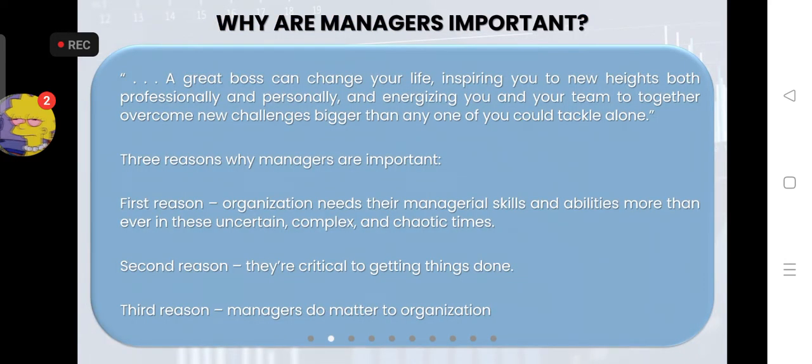So the first reason: organizations need managerial skills and abilities more than ever in these uncertain, complex, and chaotic times. As organizations deal with today's challenges, the worldwide economic climate, changing technology, ever-increasing globalization, and so forth, managers play an important role in identifying critical issues and crafting responses.